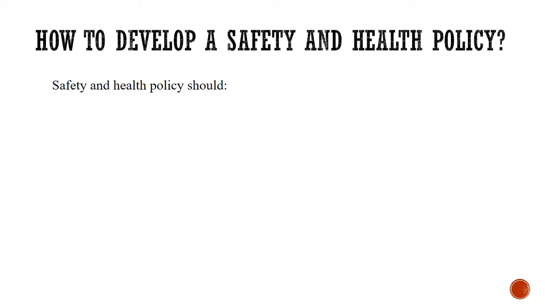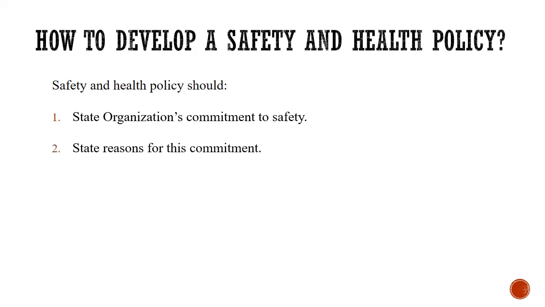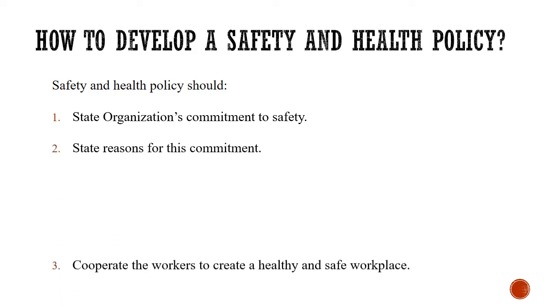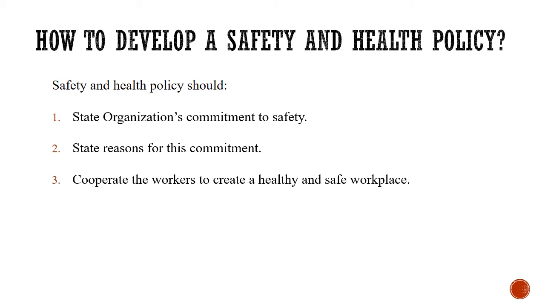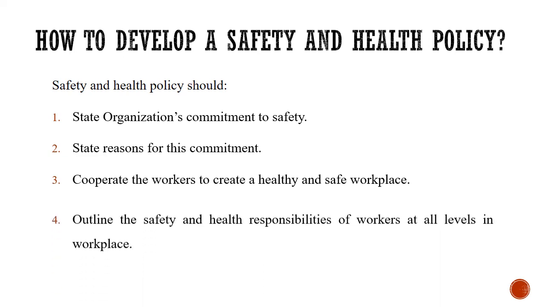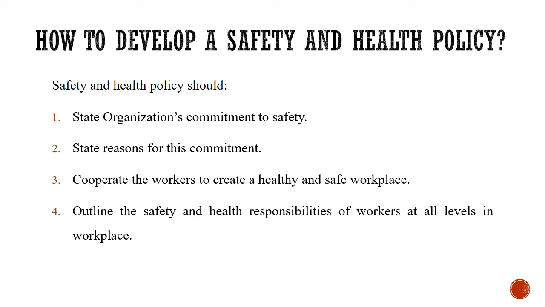Next is how to develop a safety and health policy. A safety and health policy should be developed by stating the organization's commitment to safety, stating the reasons for this particular commitment, cooperating with the workers to create a healthy and safe workplace by using this commitment, and outlining the safety and health responsibility of the workers at all levels in the workplace. So, these 4 items should be maintained for developing a safety and health policy in an organization.